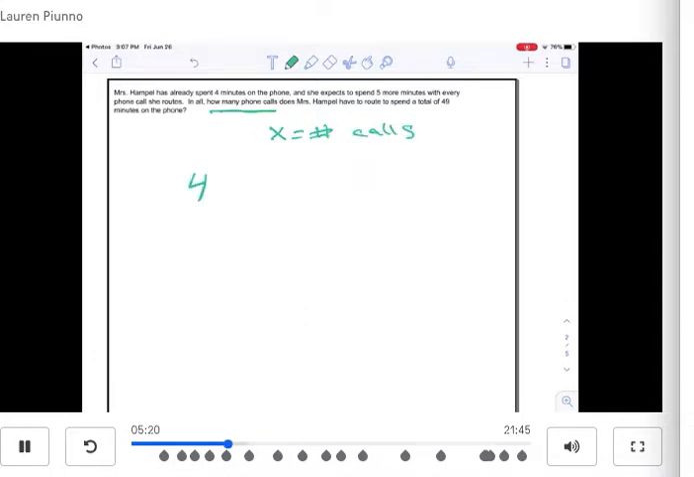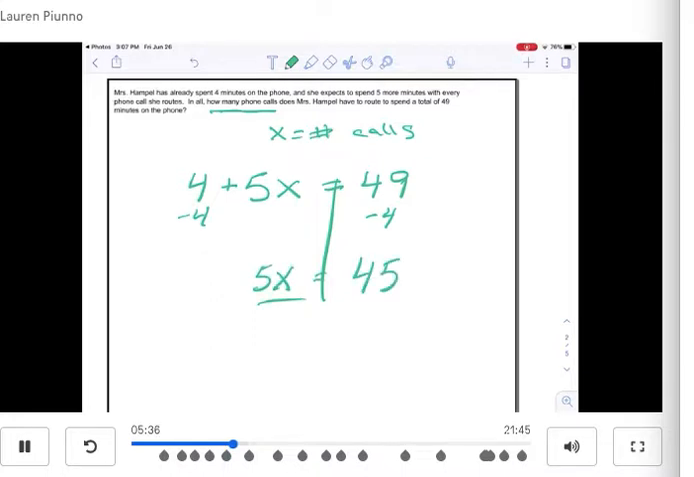She's already spent 4 minutes. She knows she's going to spend 5 more minutes with every single call. And we want to know how many calls that will be for 49 minutes on the phone. So we're going to subtract 4, divide by 5, and we get that that's going to be 9 phone calls.